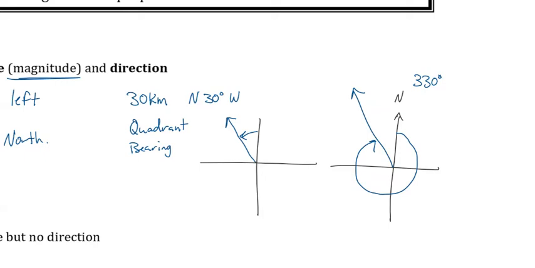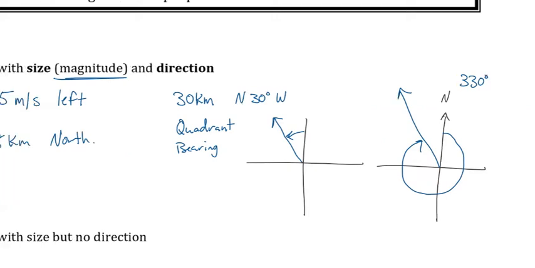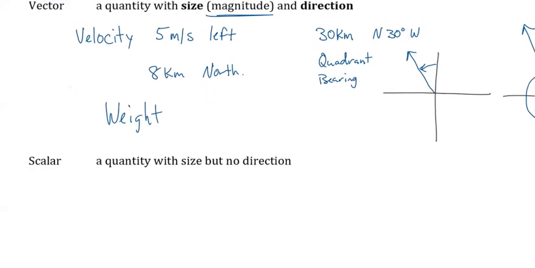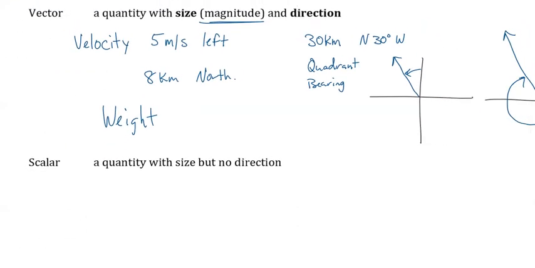Any other examples of vectors? How about weight? And a scalar, this is another really important word you're going to come to use a lot, is something we use in vectors all the time, and it's a quantity that has size but no direction. So what would be the associated scalar to weight? Mass. And what would be the associated scalar to velocity? Speed.